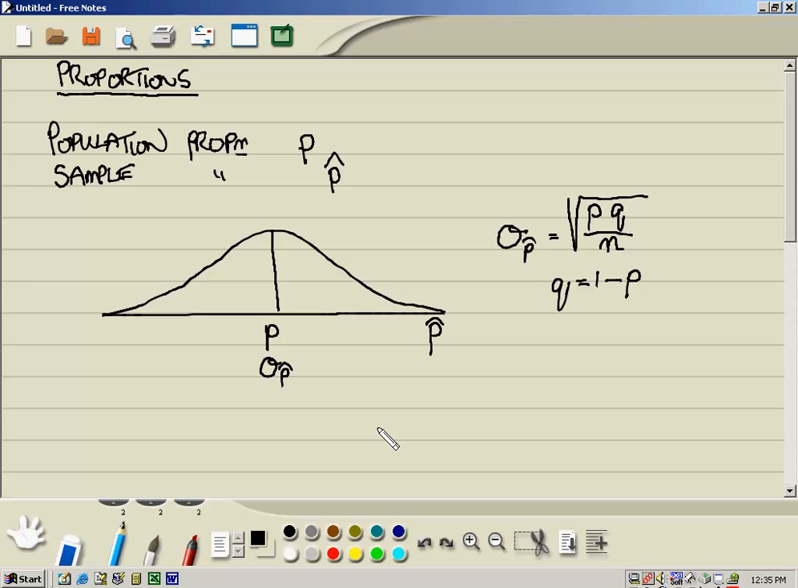Alright, so this is the notation we have. We'll be using p for the hypothesized value, p hat for the sample value that we'll need from the sample, and we'll calculate sigma of p hat, which depends on p and not p hat.